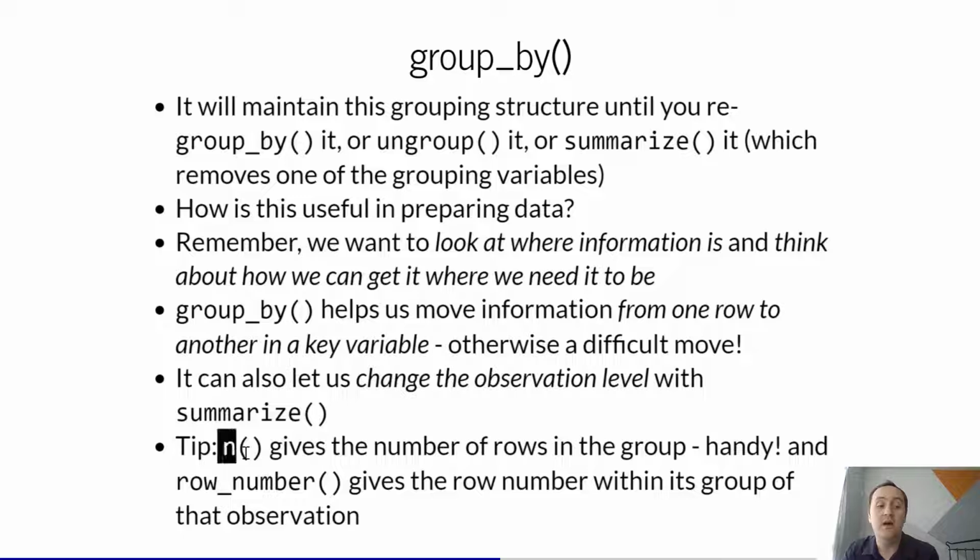So n, for example, will tell you the number of rows in the group, which can be handy. If you want to just count up how many observations there are by group, then n will allow you to do that. Or row number will show the row number within the group of that observation.